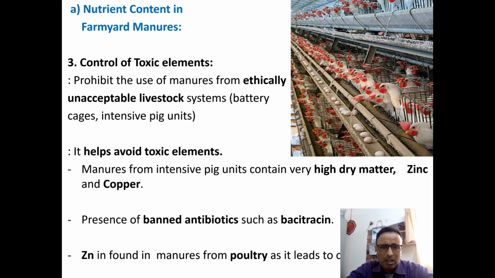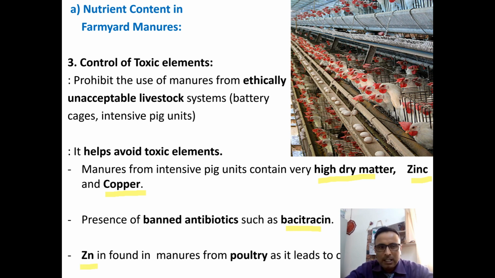Regarding toxic elements, as I told you, if your waste material is coming from an industry, such as a poultry industry, a livestock industry, or piggeries, there are chances that heavy metals like copper will be present in the manure. Zinc presence will also be there. High dry matter could be there, and certain antibiotics like bacitracin can also be present. Zinc presence can be there, right?